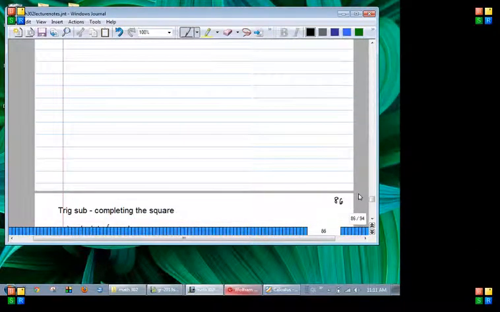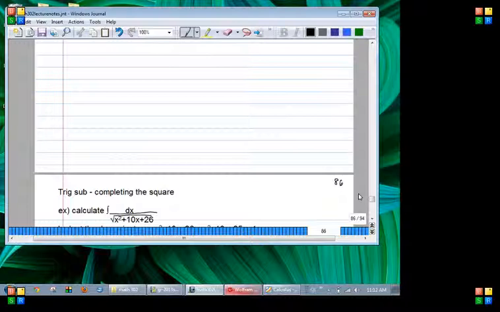Trig sub, completing the square. So, yes, for completing the square, you're going to need to use some algebra. Okay. So what if you're supposed to calculate the integral of dx over the square root of x squared plus 10x plus 26? Factor inside first. Yep.